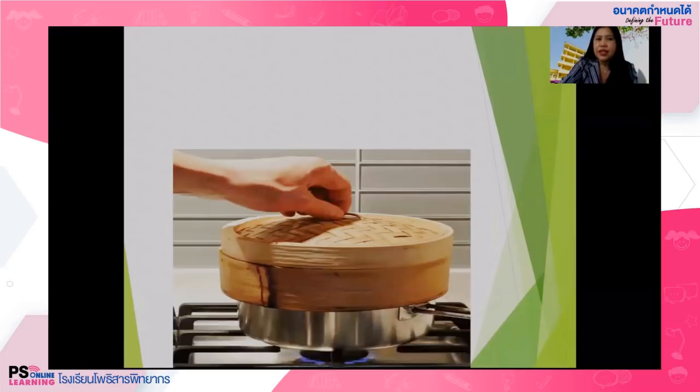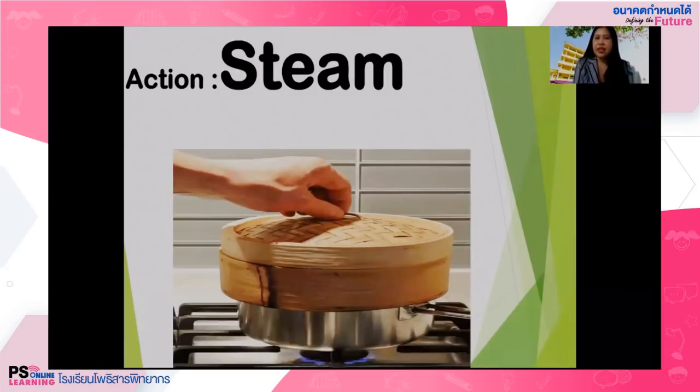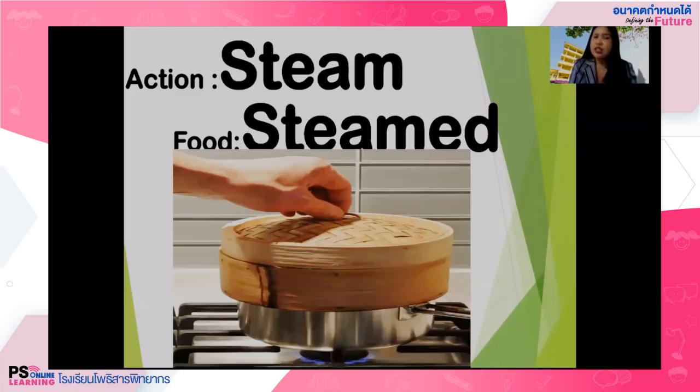Next one is this one, okay? The action here is called steam. Steam, okay? And when you finish, the food is actually called steamed. You just have to add the D sound in the end. You have to add ED and then you have to say the D sound in the end. Steamed, okay? And when you need to steam, you need a steamer. That is called a steamer, okay?